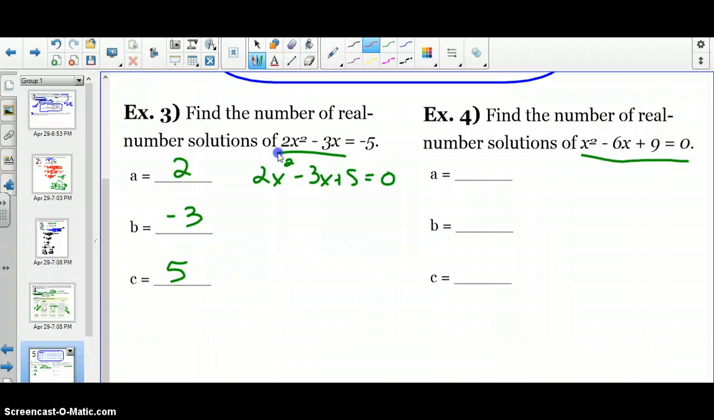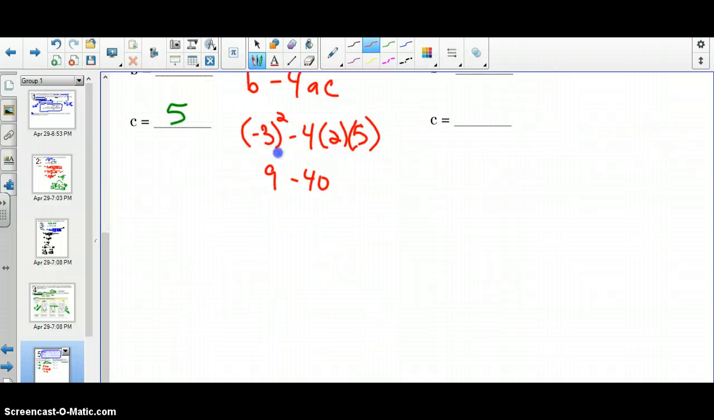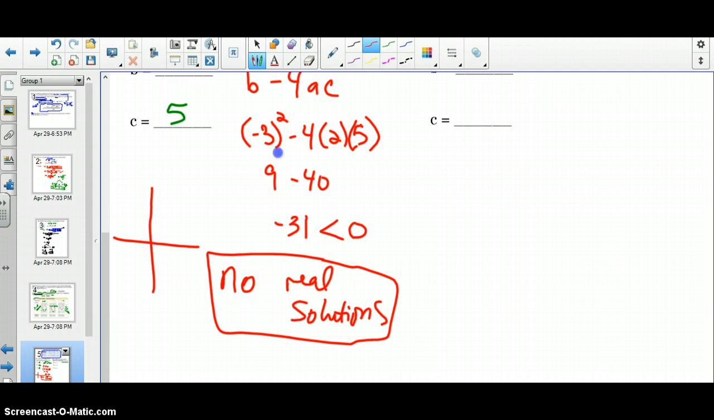Okay, now the discriminant is b squared minus 4ac. So I'm going to figure out what that value is. B squared is negative 3 squared minus 4 times 2 times 5. So when I do this, I'm going to get positive 9 minus 40, which is going to give us a negative number. All right, I think everybody agrees with that. Negative 31 is less than 0. If the discriminant is negative, there are no real solutions. Your graph looks something like this. It's never going to cross the x-axis.